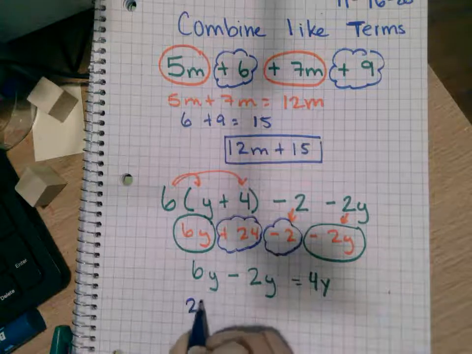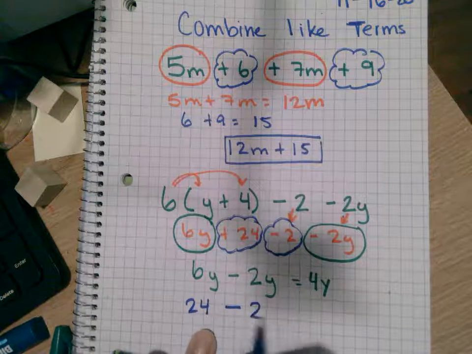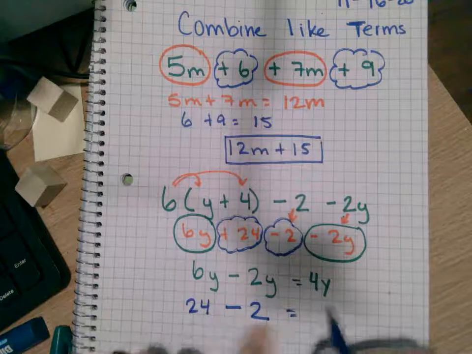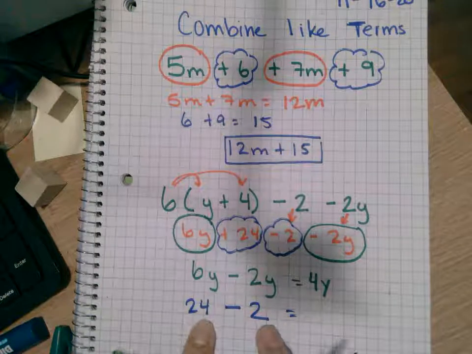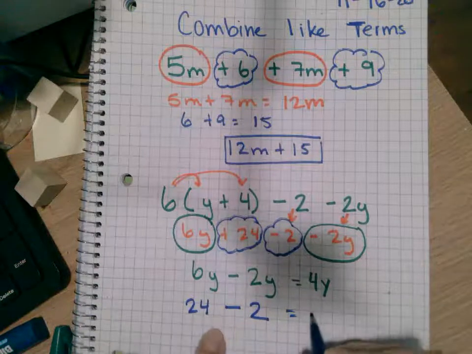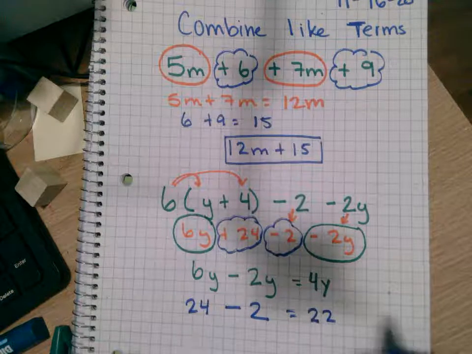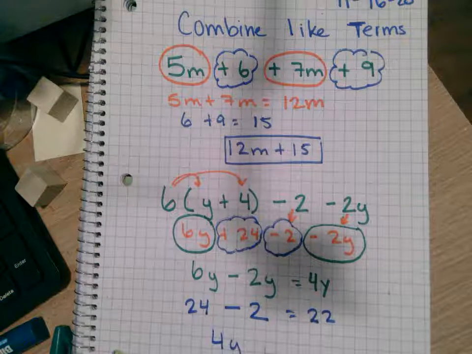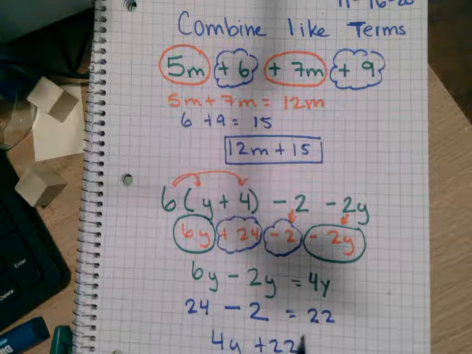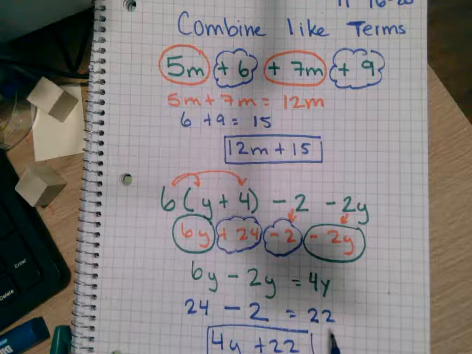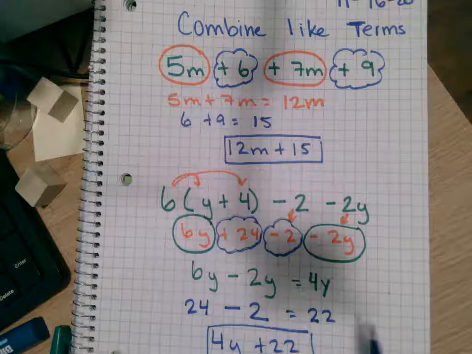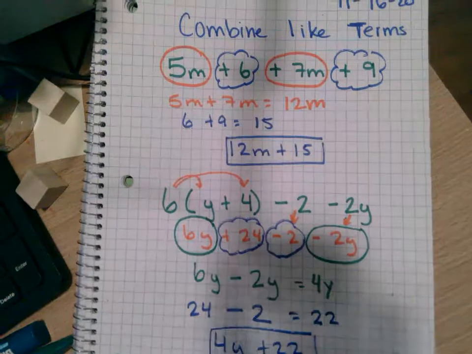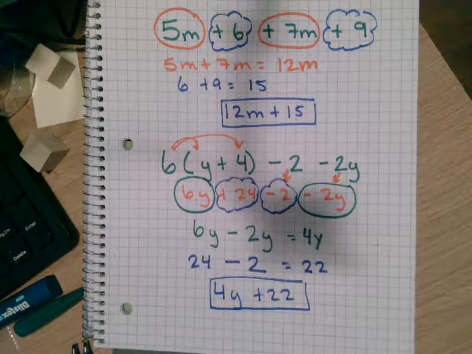So I would go 24 minus 2. Don't forget, whatever the operation is, okay? So 24 minus 2. These don't have any variables, so I think of it as like money. So 24 minus 2 is 22. So our final answer is we put these two together. We don't combine them. We just write them on the same line, plus 22. So my final simplified answer, we're simplifying, is 4y plus 22. We can't solve it because there's no equal sign and you don't know what y is.